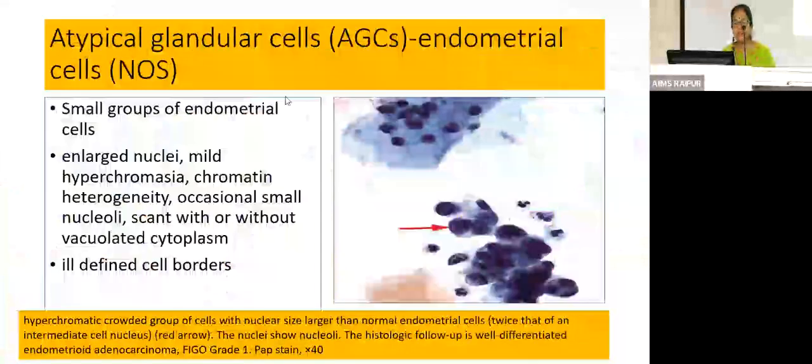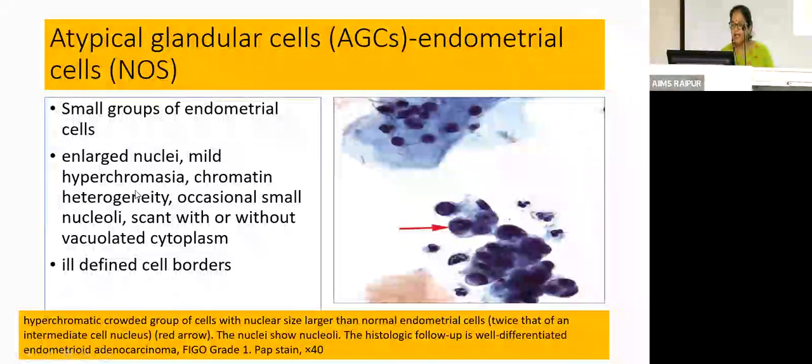Next, you have atypical glandular cells, endometrial NOS. Now, compared to your endocervical cells, the endometrial nuclei are smaller. What you have is small groups of endometrial cells. These have enlarged nuclei. How will you do the comparison of the nuclear size in this? Now, an endometrial cell nucleus is almost equal to the size of an intermediate cell nucleus. So it's only a little enlarged, maybe 2 times the size.